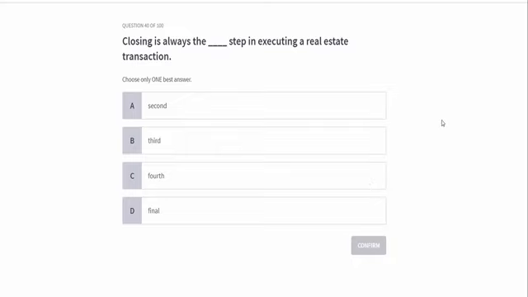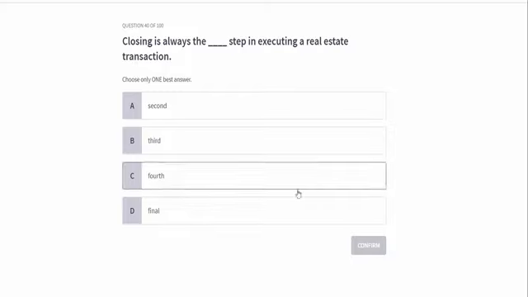All right, 40. Closing is always the blank step in executing a real estate transaction. Is it A, second, B, third, C, fourth, or D, final? So come up with your answer. Here's some time for you guys to think about it.